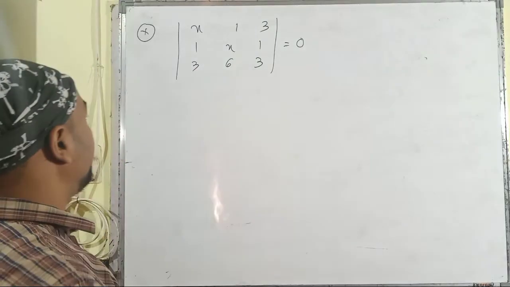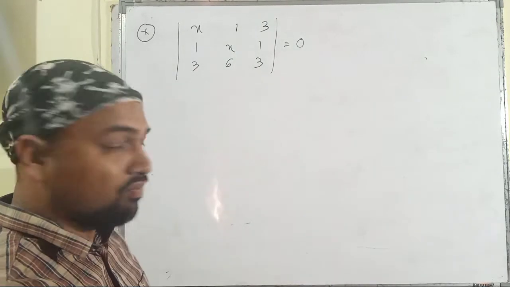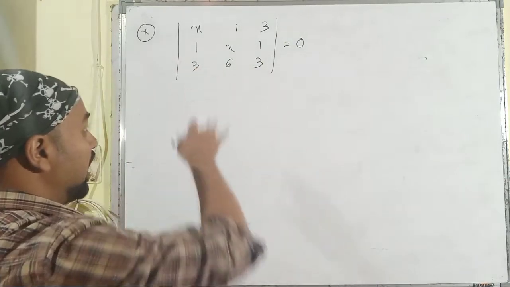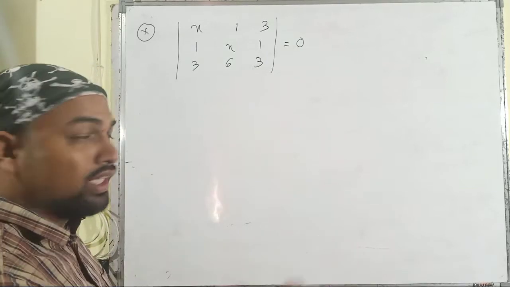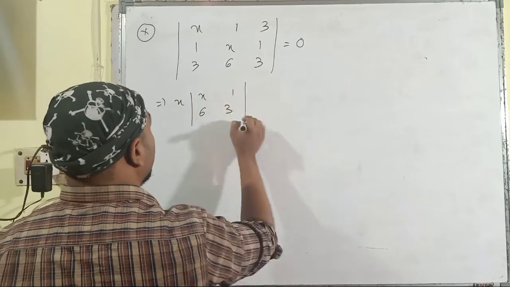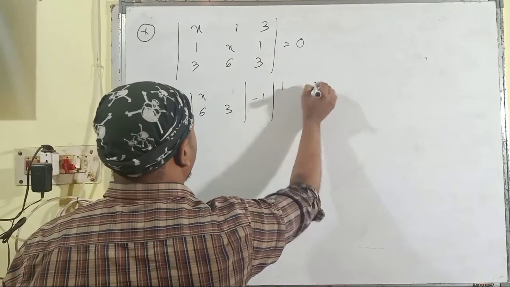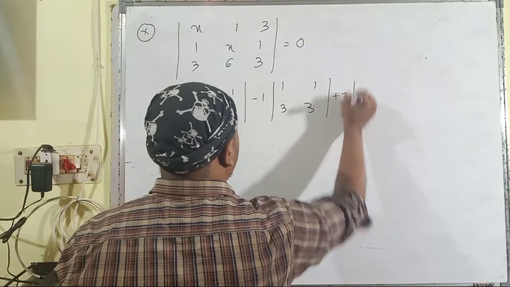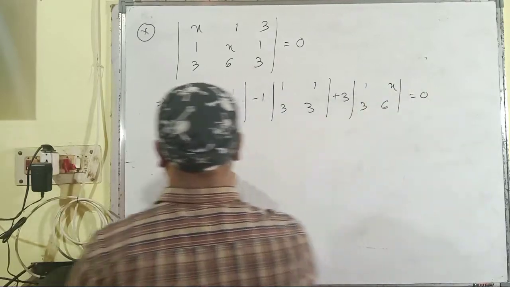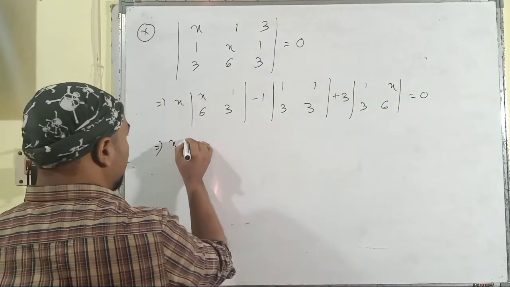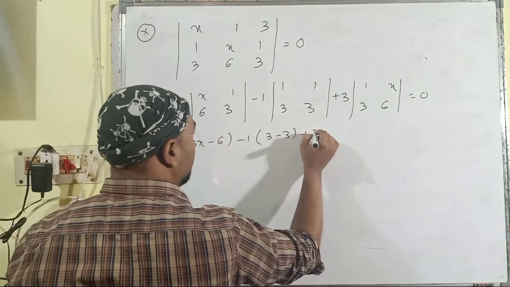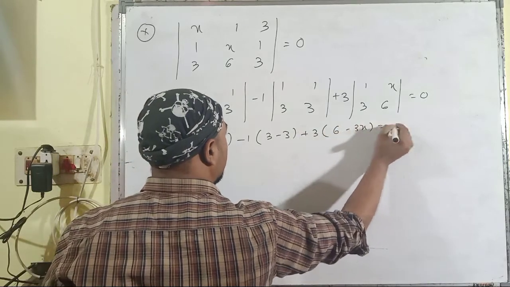This is the last problem, or the last bit you can say, for number 4 of this current video session. So just expanding, generally expanding along the first row without putting any substitutions here, we are getting x multiplied with the determinant of x, 1, 6, 3, and then minus 1 multiplied with the determinant of 1, 1, 3, 3, and then plus 3 multiplied with the determinant of 1, x, 3, 6, and this is equal to 0. So solving it, it is 3x minus 6, minus 1 times 3 minus 3, plus 3 multiplied with 6 minus 3x, this is equal to 0.